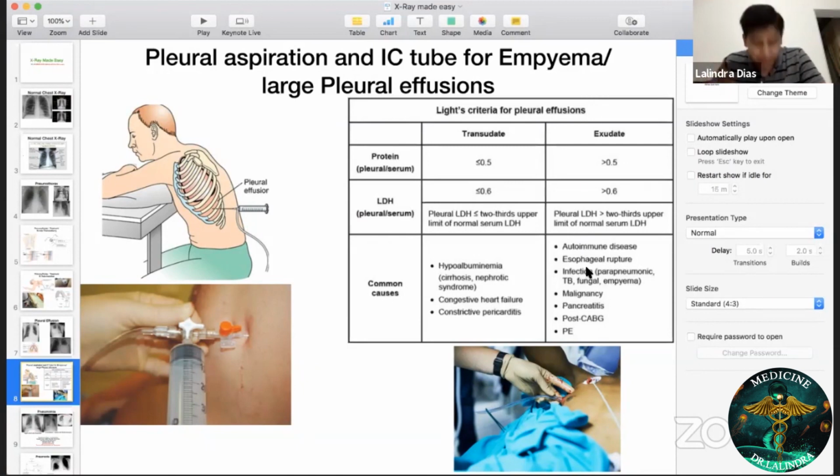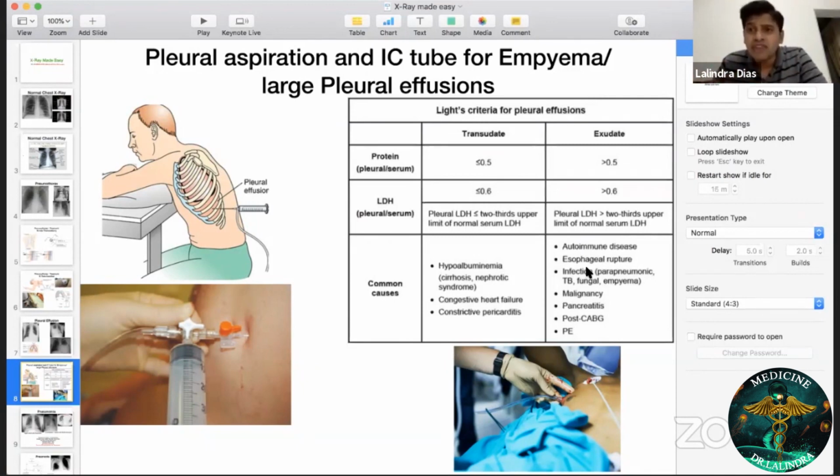When you get acute pancreatitis, you can also get an exudate. That also you need to keep in mind. Then what are the examples of transudates, where the proteins are low and your LDH is low? Examples of transudates are most of the time bilateral. Both sides you get transudates.